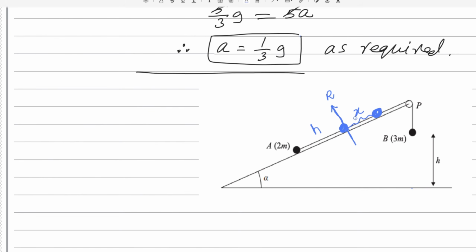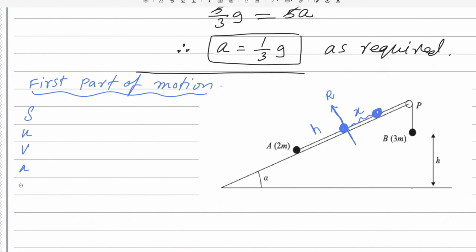So first of all, let us solve for the first part of the motion of particle A. In the first part of the motion, you can apply SUVAT. The distance traveled is h. U, at this position the initial speed was 0, and the final speed we can find over here. Acceleration we already found, that is 1 over 3 g. In this part of the motion, acceleration is this one. Now three things are known: h, 0, and 1 over 3 g.